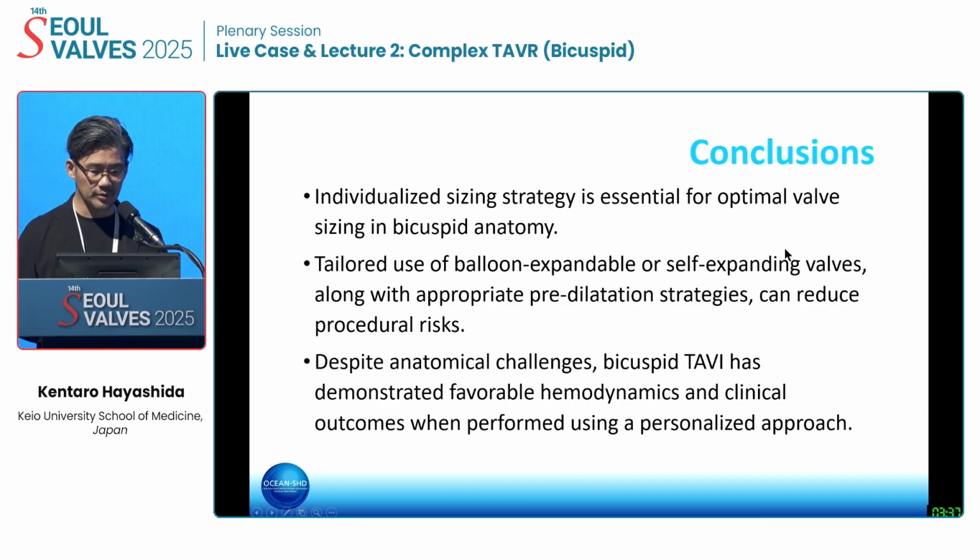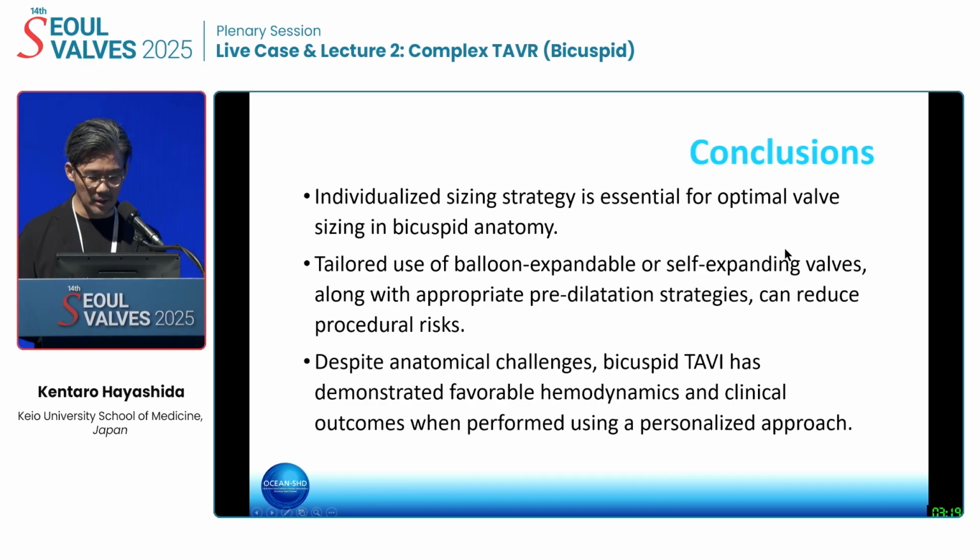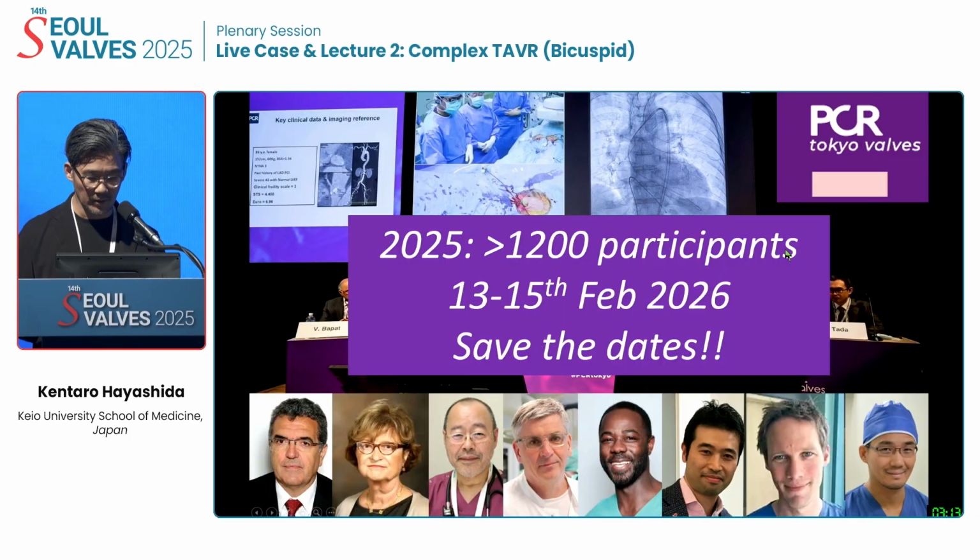And in conclusion, ladies and gentlemen, an individualized sizing strategy is essential for optimal valve sizing in bicuspid anatomy, and tailored use of balloon expandable or self-expanding devices, along with an appropriate pre-dilatation strategy, can reduce procedure risk. Despite the anatomical challenges, bicuspid TAVI has demonstrated favorable hemodynamic and clinical outcomes when performed using a personalized approach. So thank you so much for your attention.